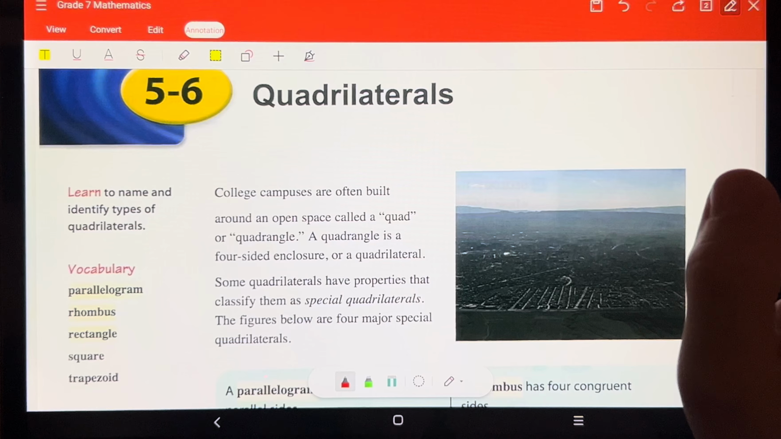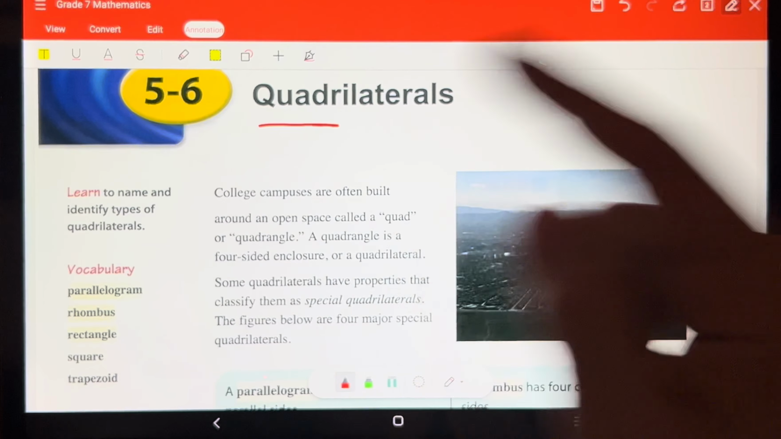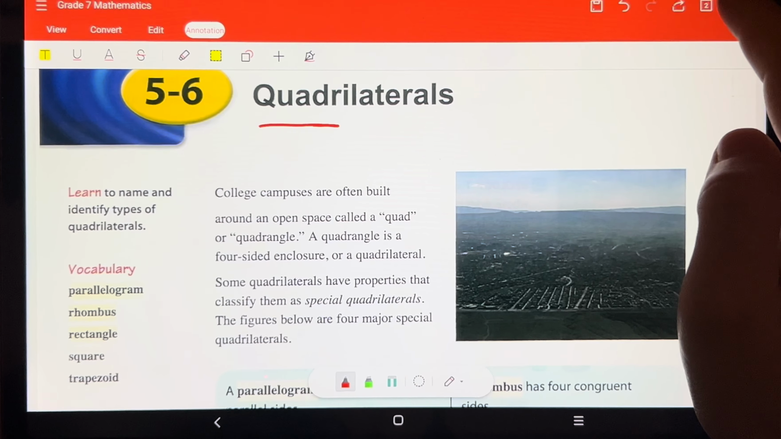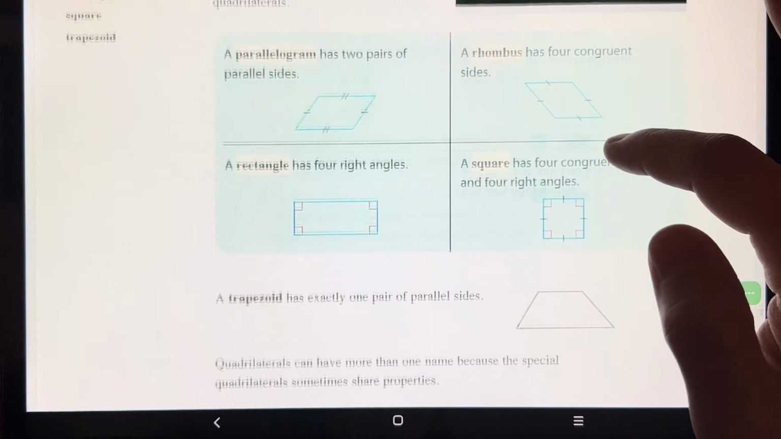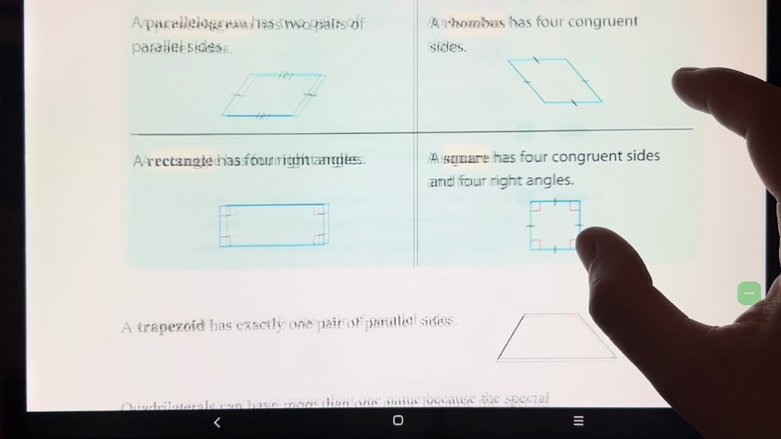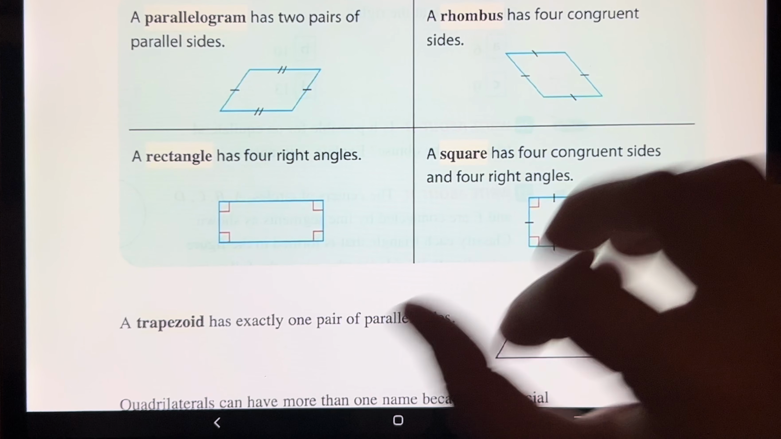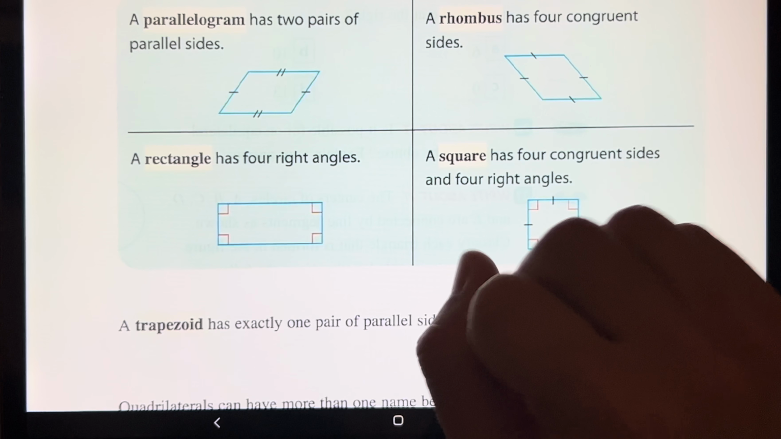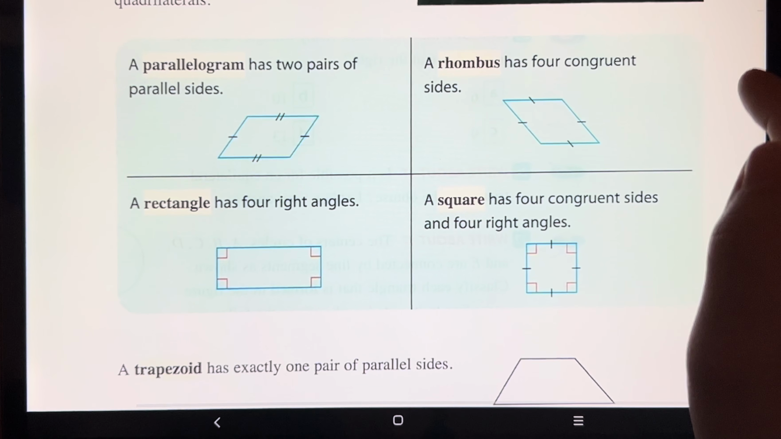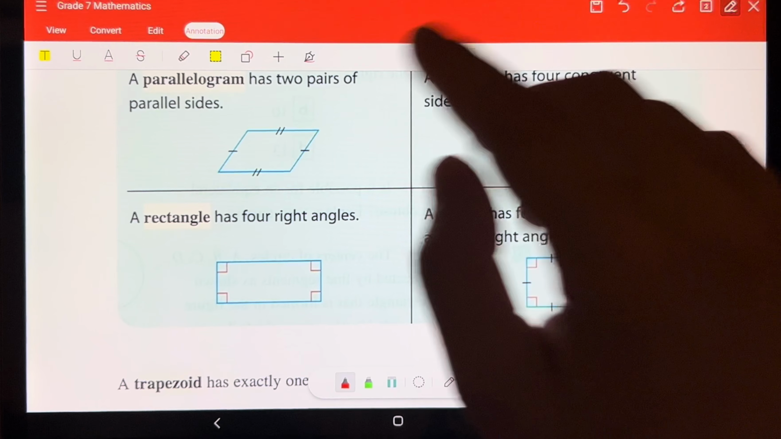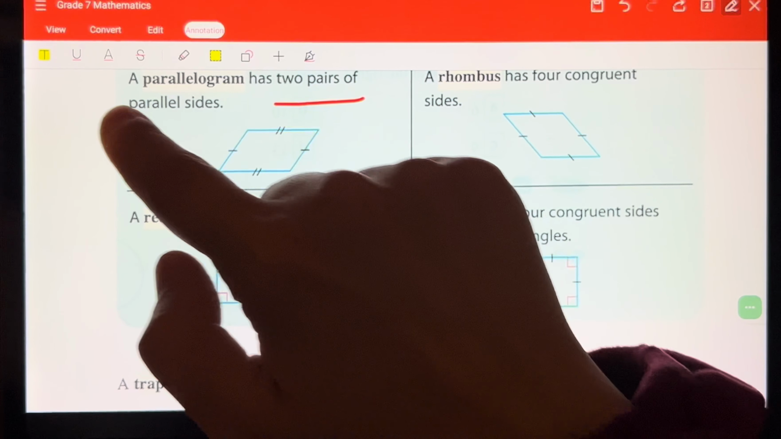So quadrilateral comes from the word quadri, which means four. Whenever you have any shape that has four sides and four angles, we're going to call this a quadrilateral. So today we're going to study 5 types. The first one is called a parallelogram. What's a parallelogram? It has 2 pairs of parallel sides.